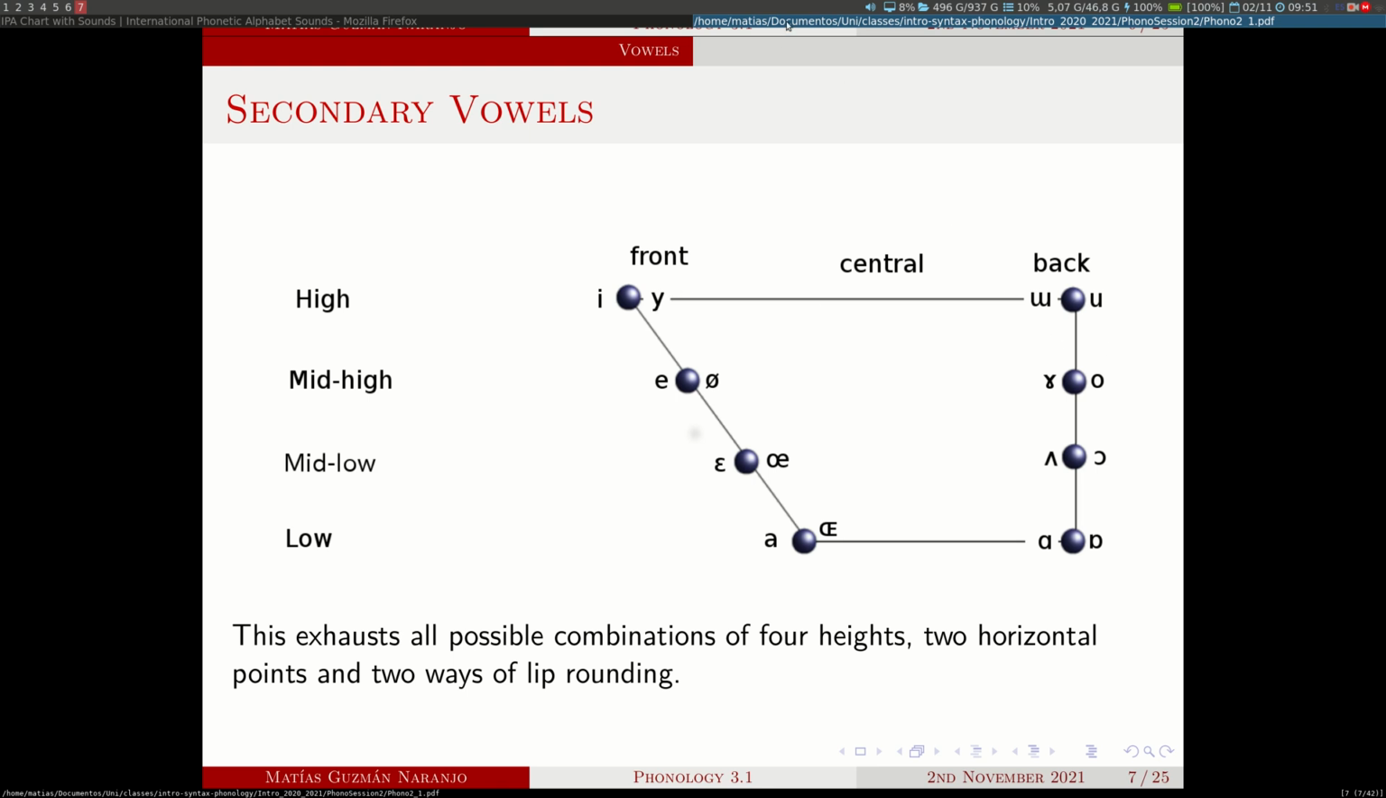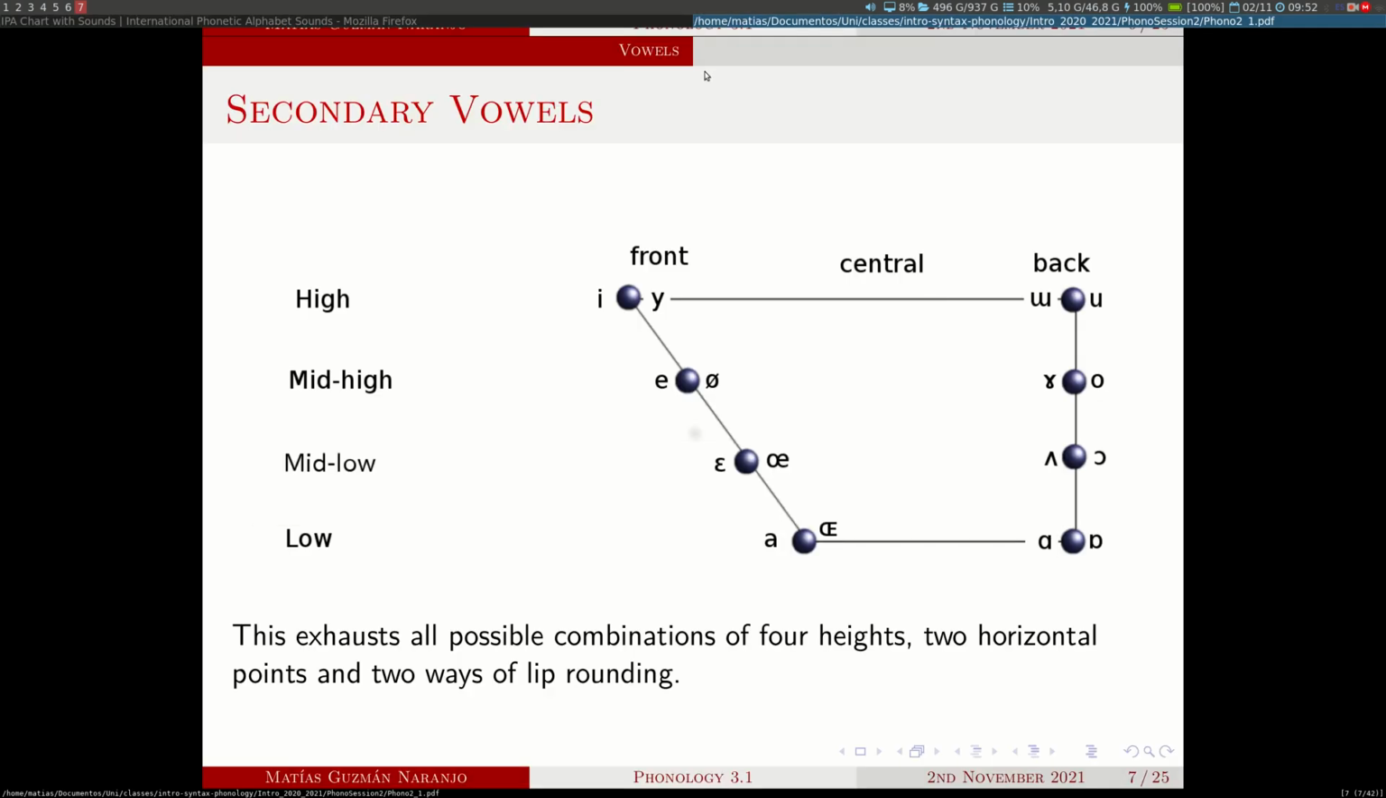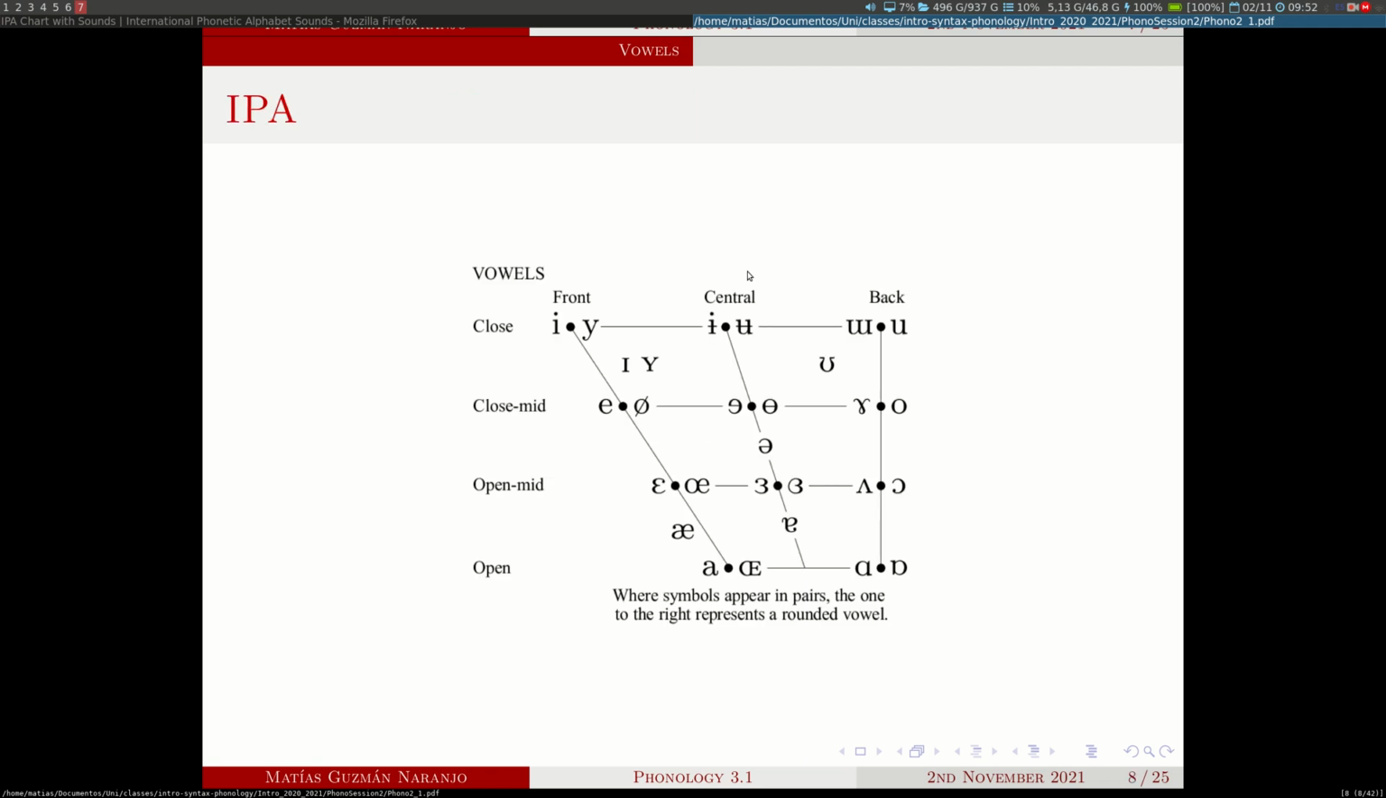We can hear the rounded vowels now. Right, and the rounded here. And the corresponding unrounded vowels in this case. Right. So this is basically the complete vowel space.